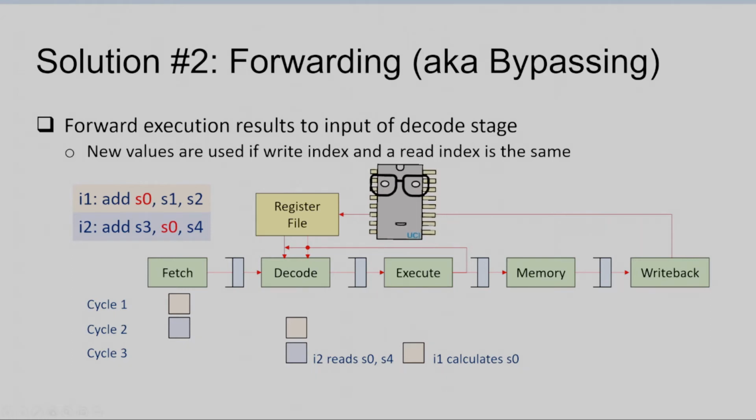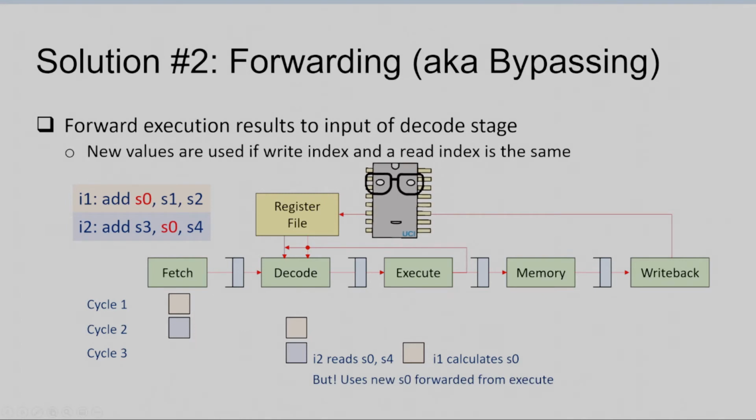So when the decode stage wants to read from S0 and S4, instead of using the value that is actually read from the register file for S0, it uses the value that is being forwarded to it from instruction 1, so that it can have correct data. We don't have to have pipeline stalls. We don't have to lose performance. We don't have to get wrong results.